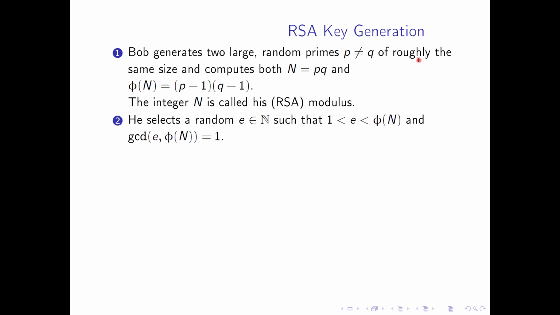Next, Bob selects a random number e. It's a natural number where e is bigger than 1 and smaller than phi of n, and the greatest common divisor of e and phi of n is 1. Okay, so let's talk about why that's important.